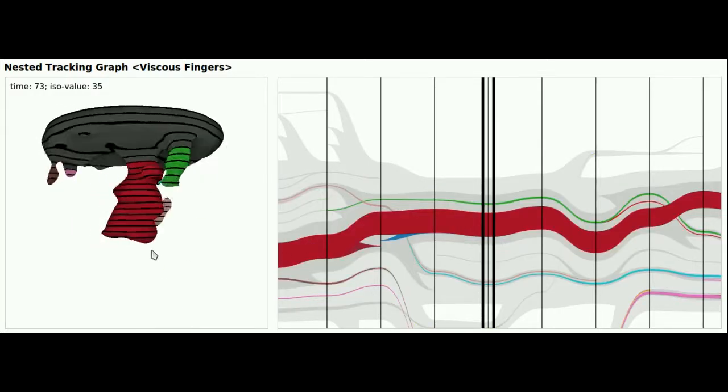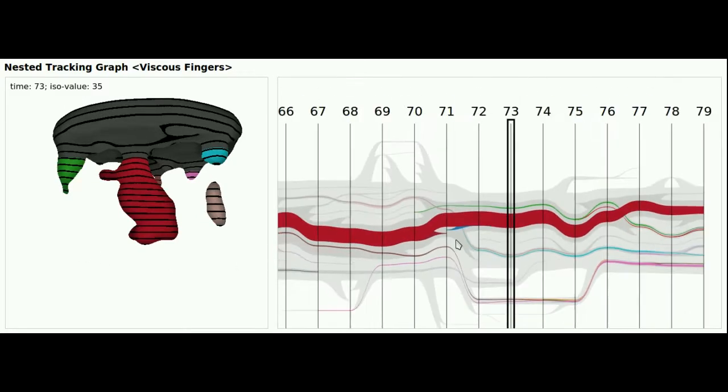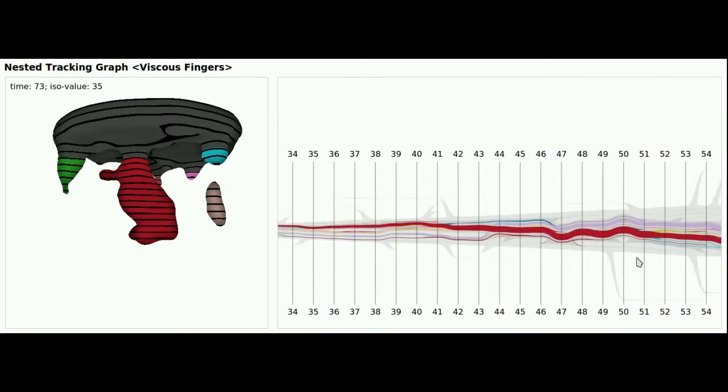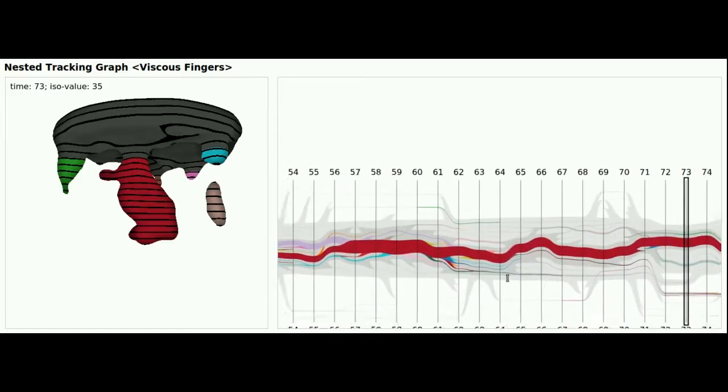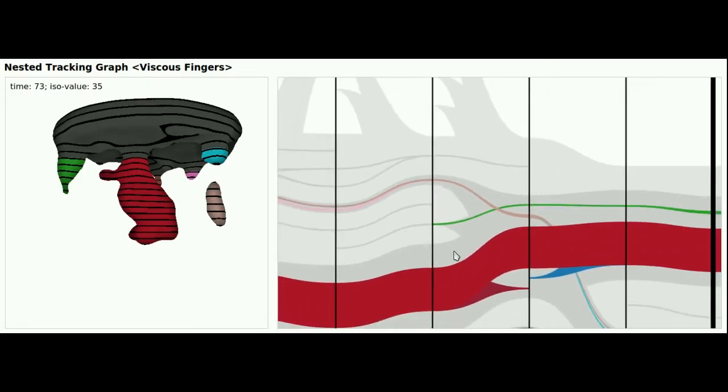With our visualization, the user can now follow the history of the components, which shows that the red component already existed earlier in the simulation, while the green component emerged just recently, even in a different component of lower level.